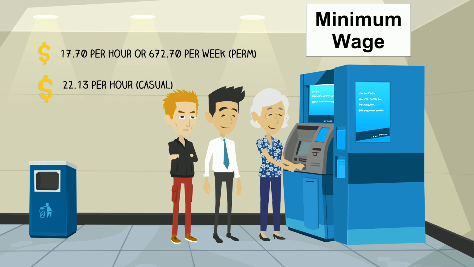The minimum wage is the lowest amount that an employee covered by the Fair Work system can be paid, subject to whether there is a higher amount provided by a modern award or enterprise agreement. It is currently $17.70 per hour or $672.70 per week for a permanent employee and $22.13 per hour for a casual employee.